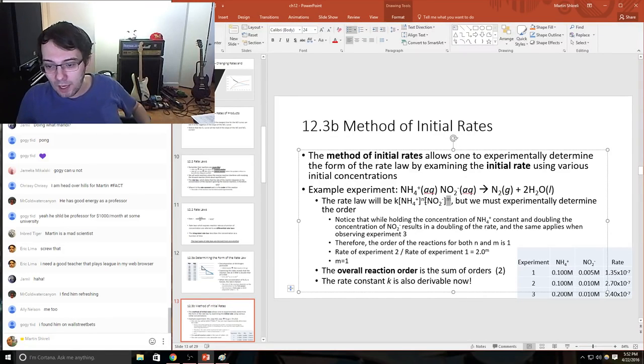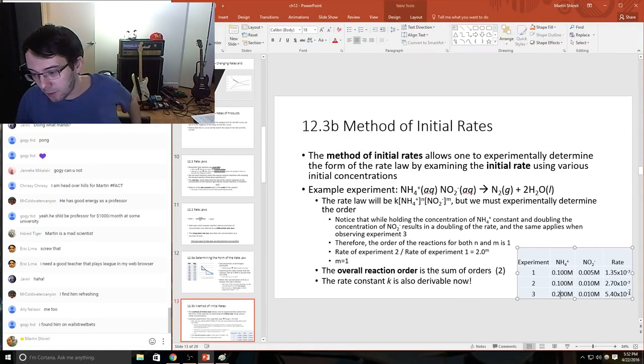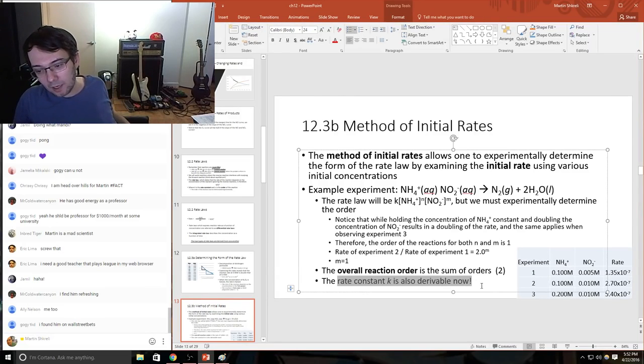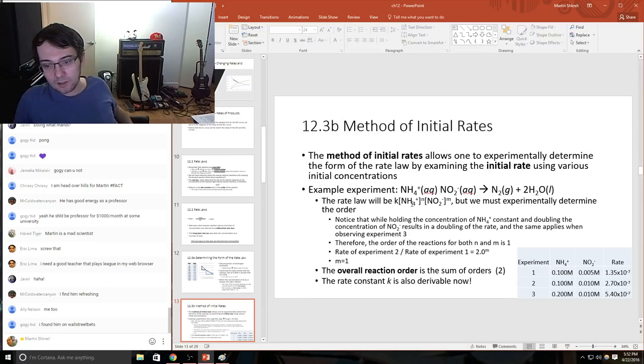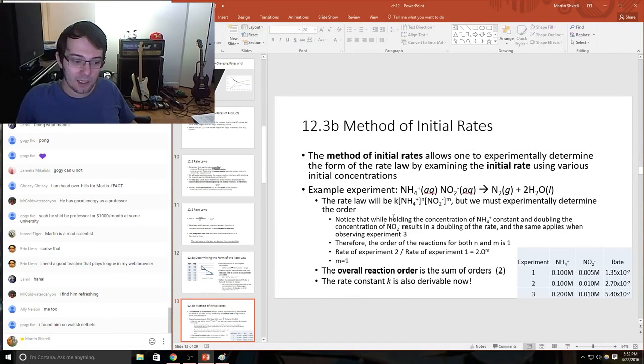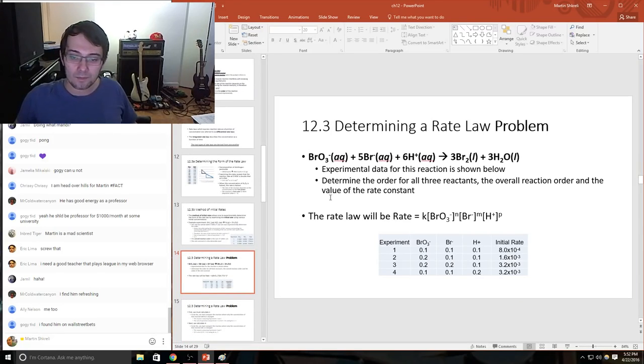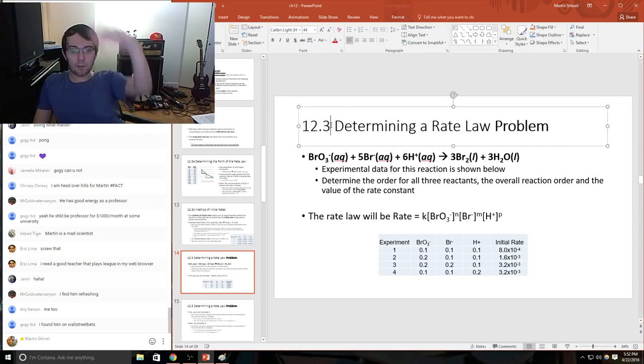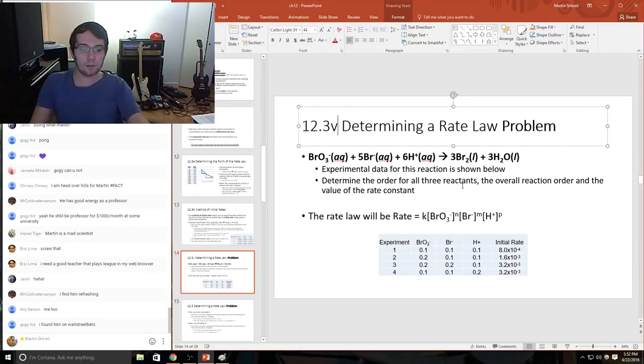The value of n is also 1 if you look at experiment 3 versus experiment 2. So now we can actually derive k. What that means is for any concentration of ammonium ion and nitrogen dioxide, we can determine what the rate will be for any specific concentration. So solving for that rate constant k is very important. Here's another interesting problem. I'll call this 12.3c.